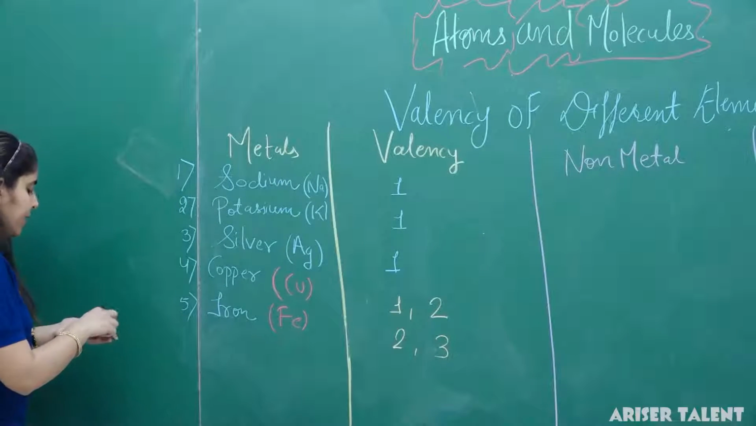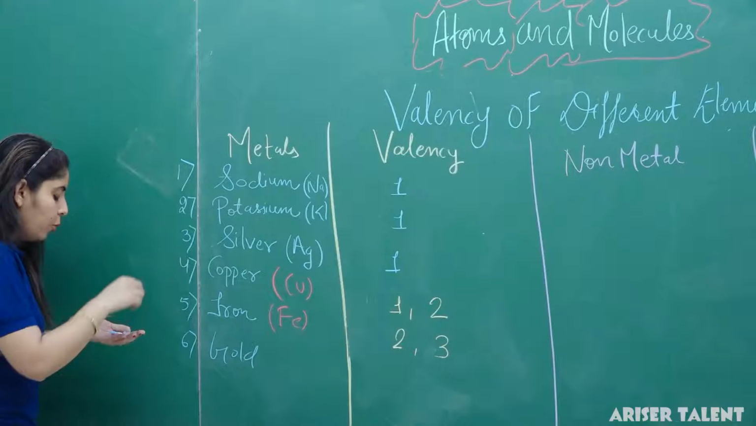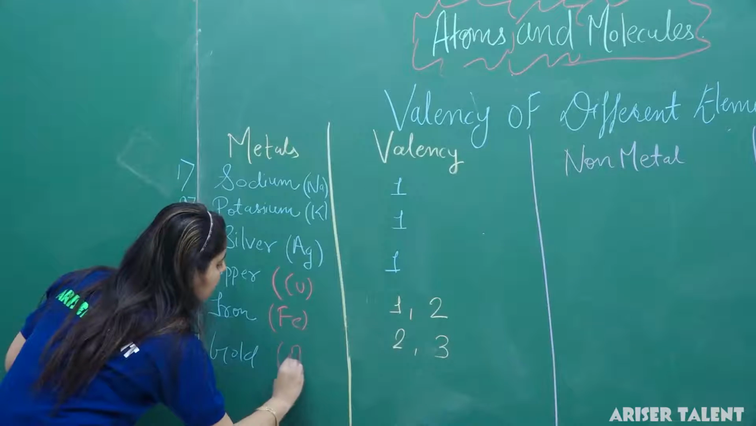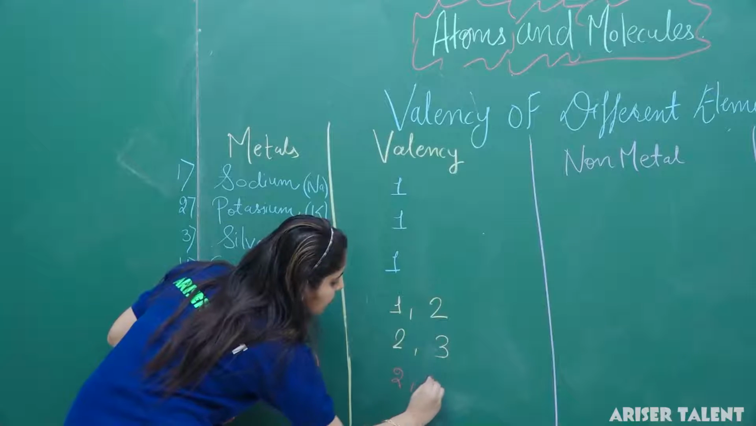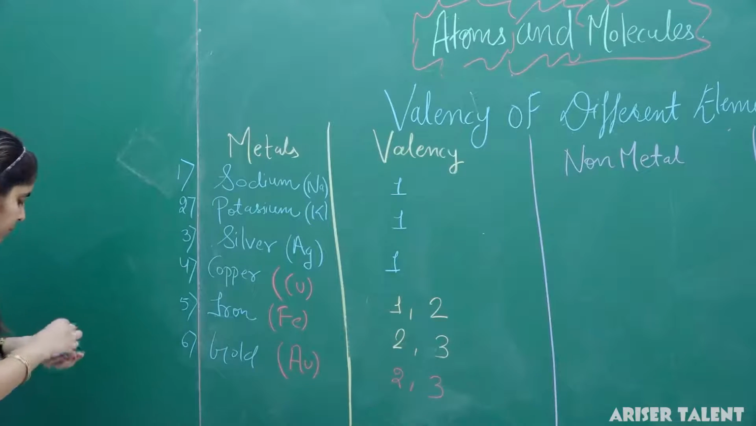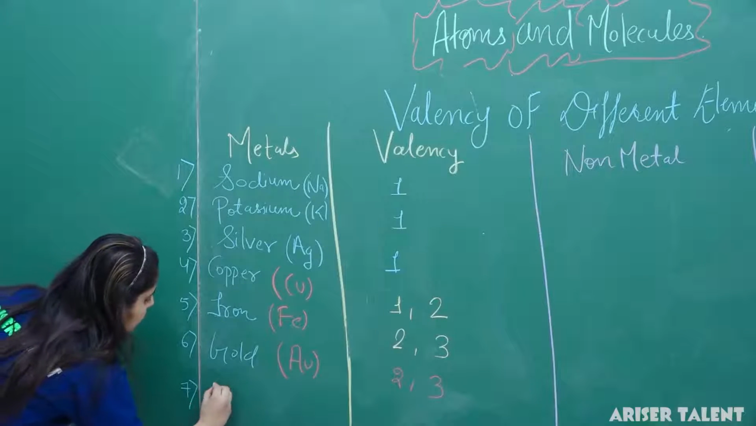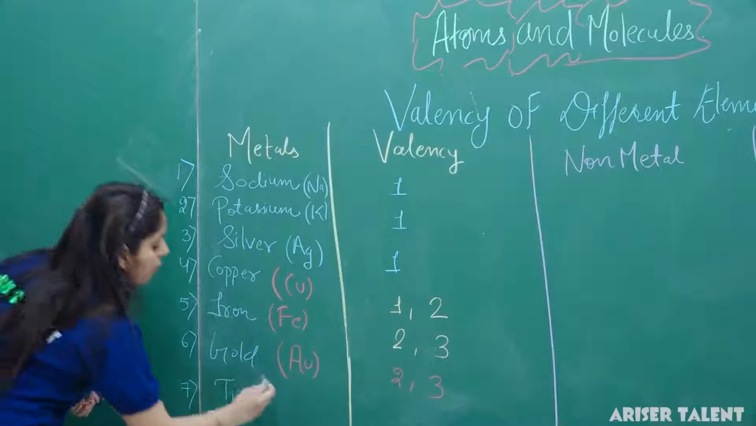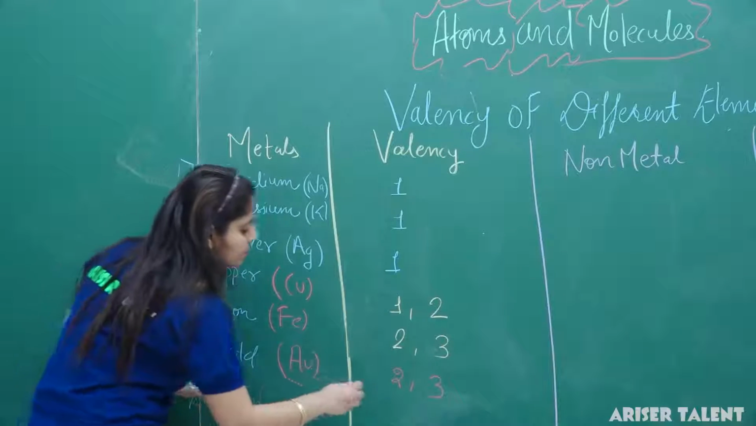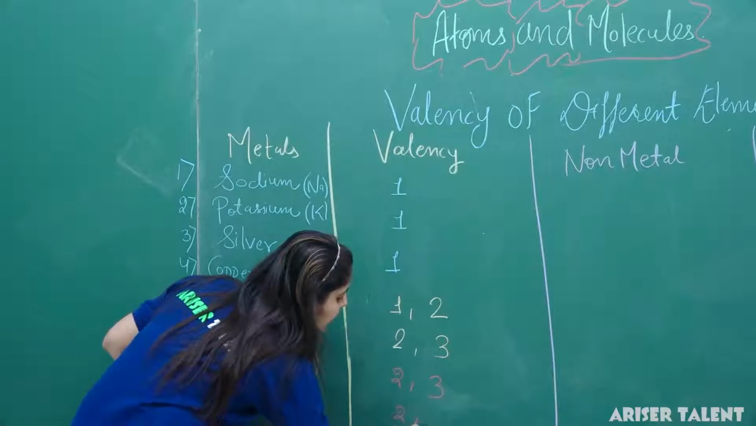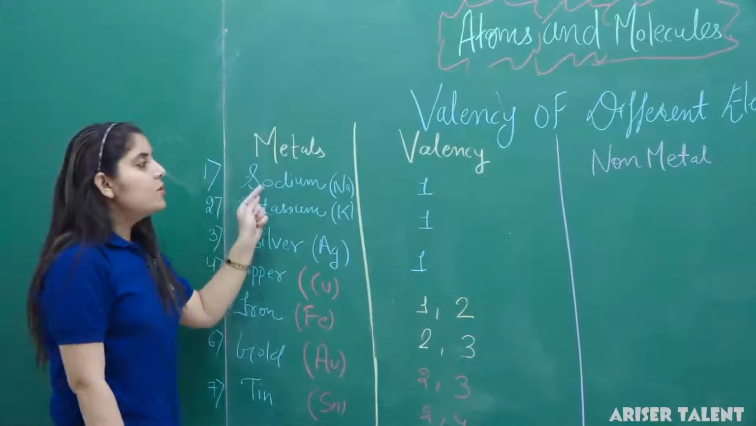Now in the next category we have more examples. Next is gold. For gold we have the symbol Au. Au again exhibits two states, that is 2 and 3. Now we have one more example, that is tin. The symbol for tin is Sn, that is stannum, which exhibits two states, that is 2 and 4. So here is the valency of certain metals.